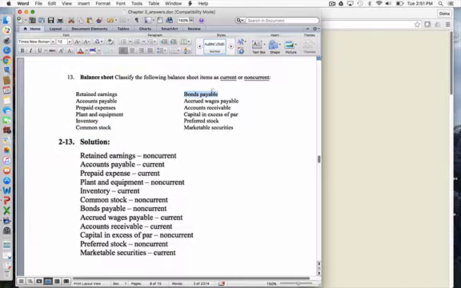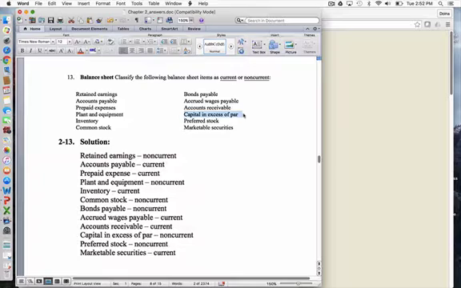Bonds payable. This is a liability the business has to pay off to its bondholders at a future time, usually long term, so it's non-current. Accrued wages payable. What's that? It means that the business hasn't paid its wages. It's a current liability at this point in time. Accounts receivable. This is classified as a current asset, so it's current.